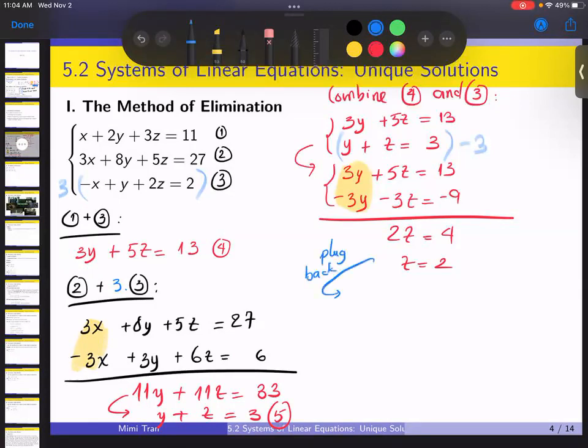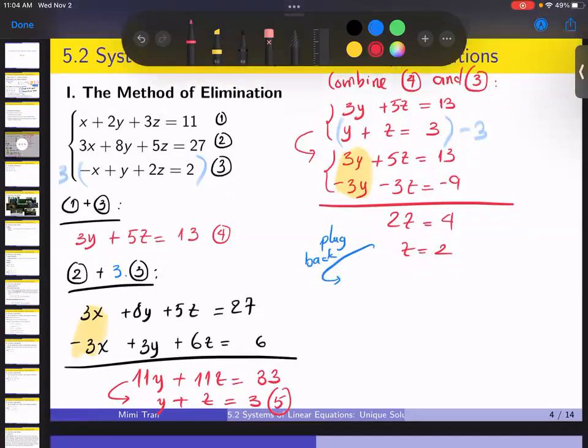So plug back to 5. I got y plus 2 equals 3, z is 2, y equals 1. Now you plug back into one of the 3 by 3 equations, right? Pick one, it doesn't matter which one. Maybe I'll pick the first one because this looks nice.